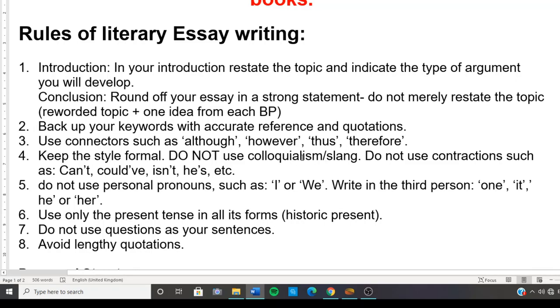Colloquialism is accepted slang, like where we say braai and America would say barbecue. So that's what they refer to when they refer to colloquialism. And then slang is obviously slang. Do not use contractions such as can't, could have, isn't, and so on and so forth. You need to write these words out in full. Instead of can't, write cannot. This shows more academic accuracy when writing.